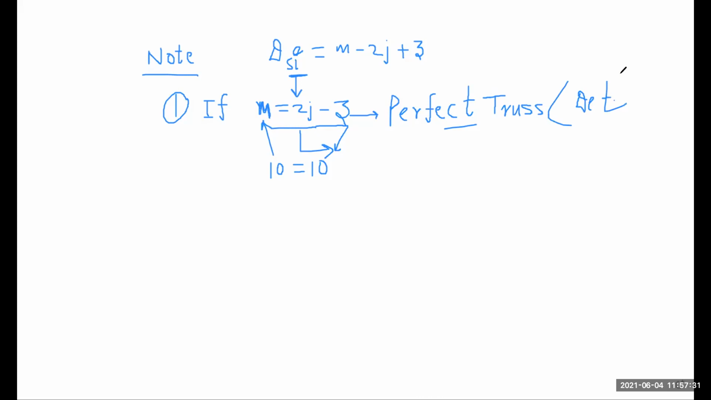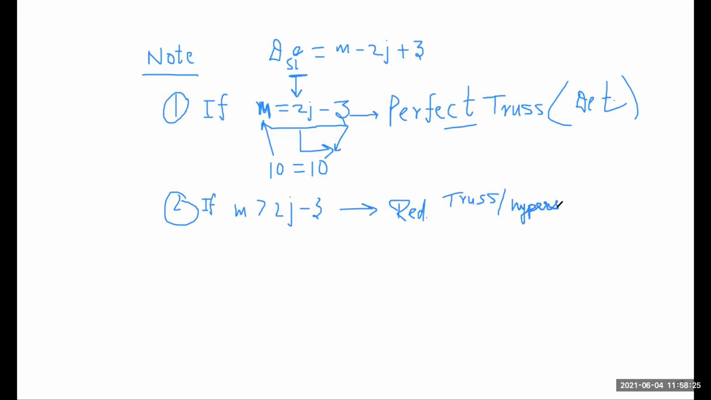Here I write det, that means determinate. Second point: if m is greater than 2j minus 3, you call it a redundant truss, or this truss is also known as hyperstatic, because if you read R.C. Hibbeler's book of structure analysis, you get this word hyperstatic truss. So a redundant truss is also known as a hyperstatic truss.